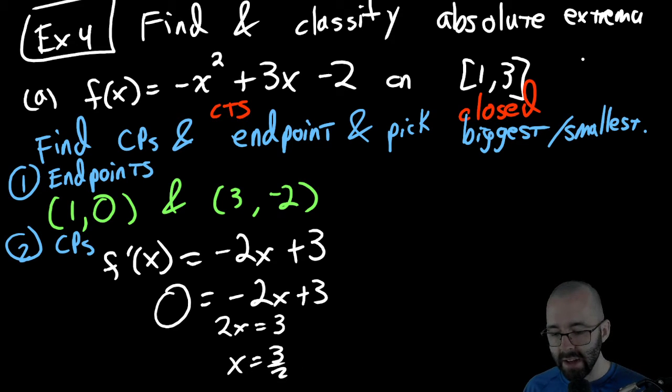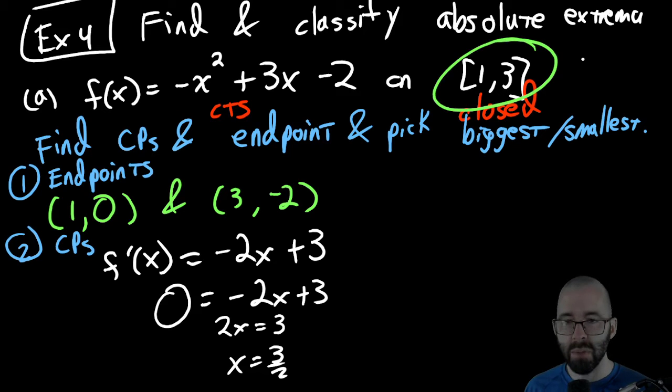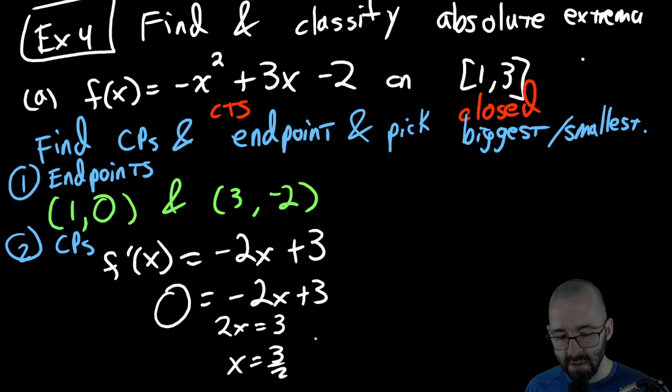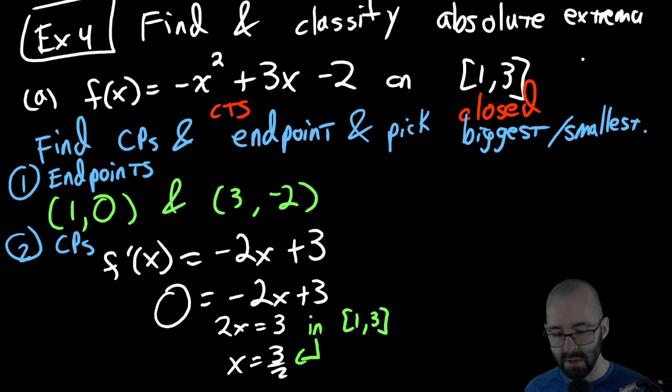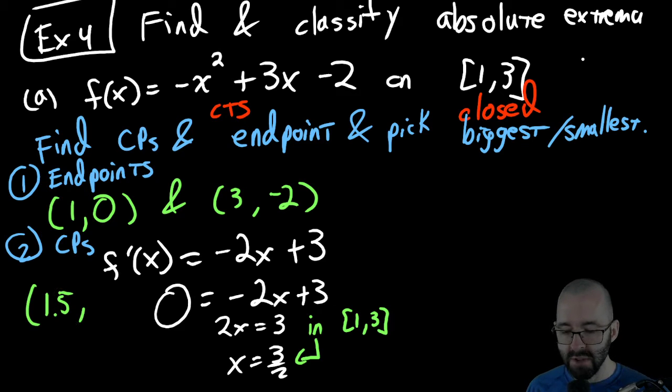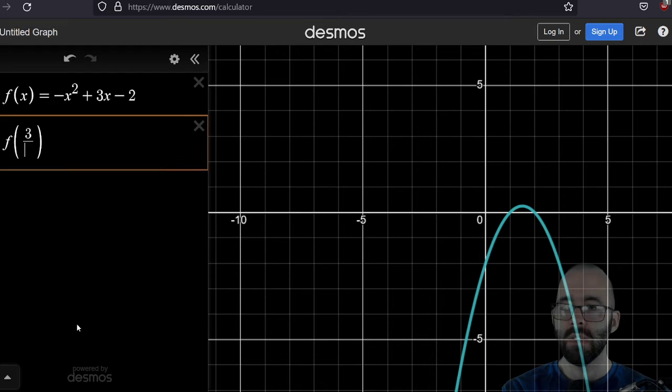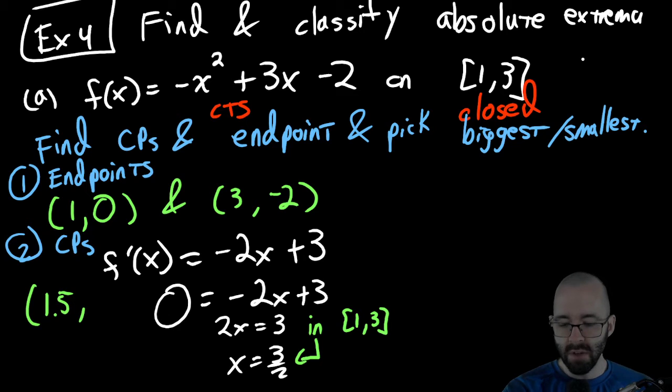We've got another candidate, everyone. 3/2 is 1.5. So make sure to specify, yes, that's in the interval. We got two more candidates. 3/2 or 1.5. What happens if you plug that in? You get 0.25 or a quarter.